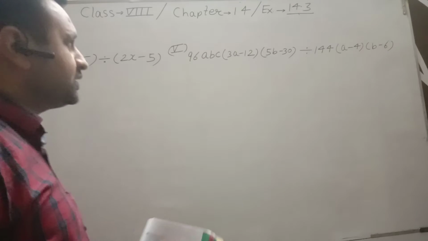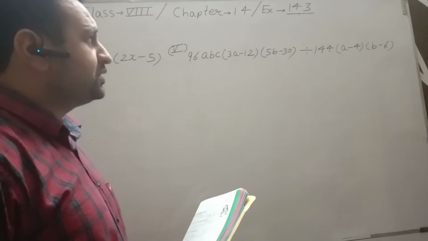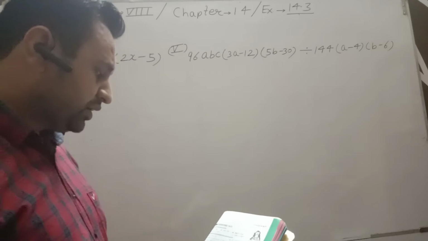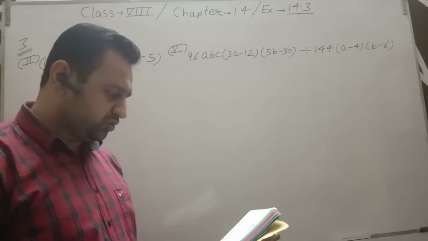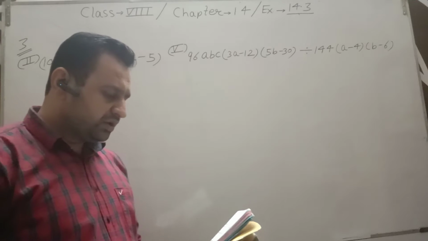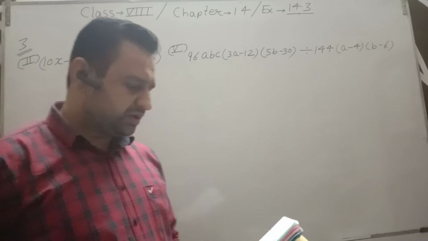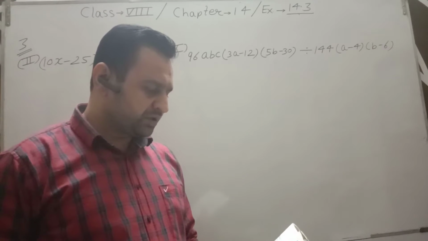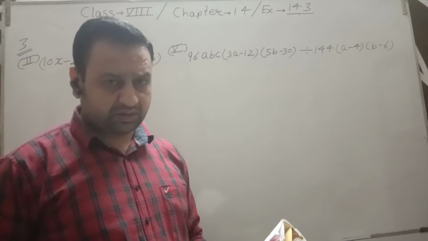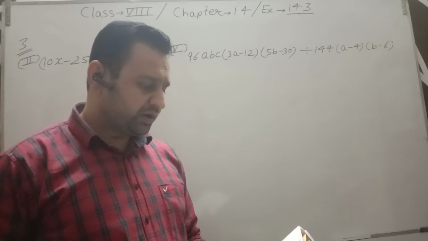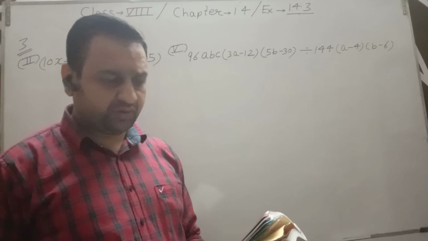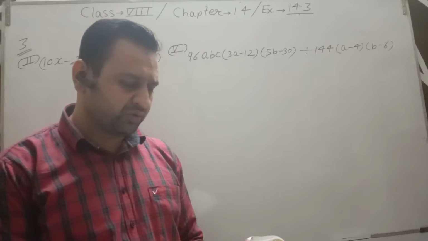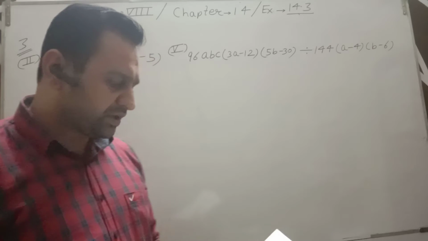Good morning students, class 8, chapter number 14, factorization, exercise 14.3. In the previous video, we completed question number 1 and question number 2 of exercise 14.3, in which we discussed division. In question number 1 we discussed dividing a monomial by a monomial, and in question number 2 we discussed dividing a binomial by a monomial and a trinomial by a monomial. Now we start question number 3.